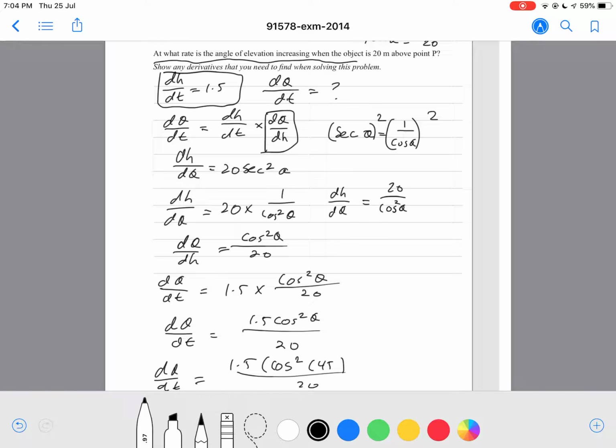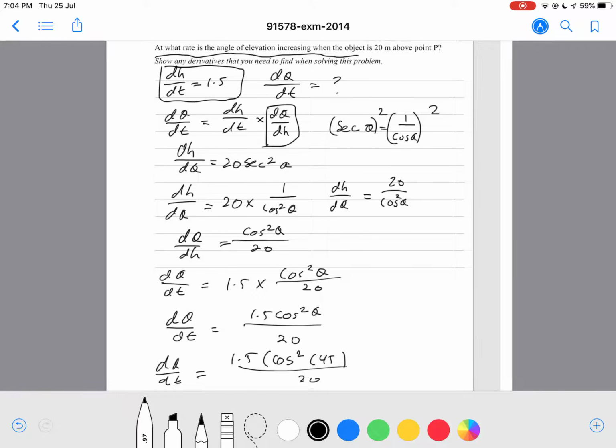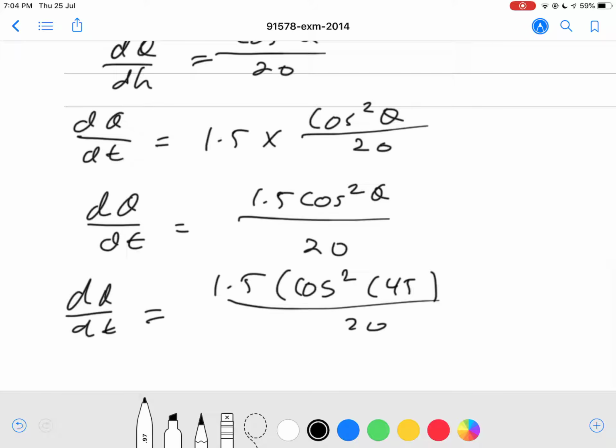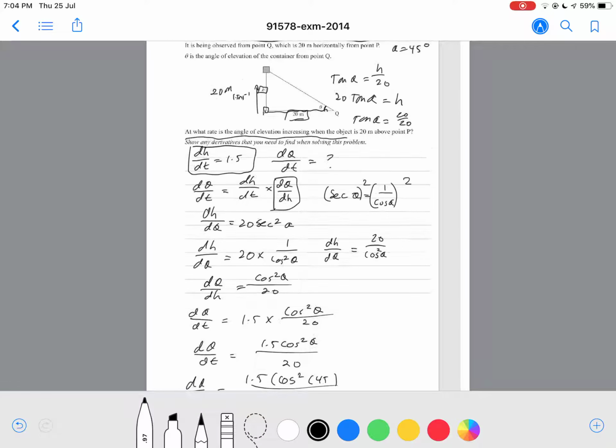Alright, so if we simplify this, cos squared of 45 times 1.5 divided by 20, you should get your answer as equal to 0.0375. However, don't forget your units, okay?